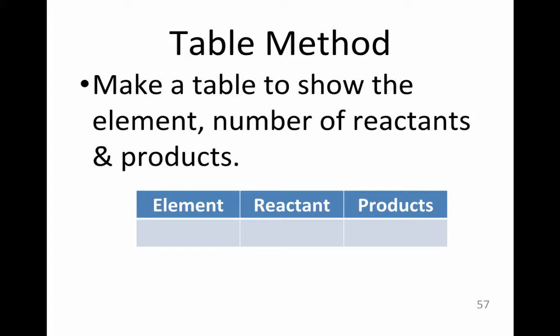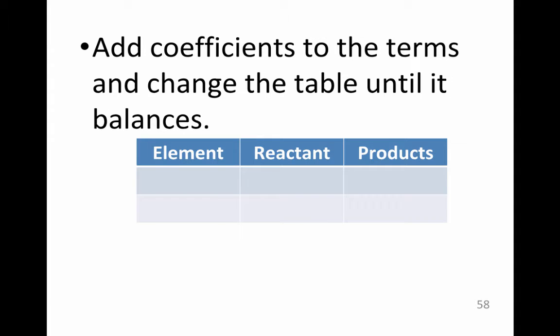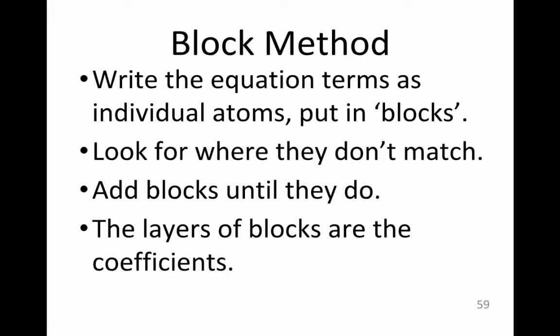First of all, I want to tell you there are two methods of balancing. One that is very common, called the table method, where you make a table to show the elements, the number of reactants, and the number of products in the equation itself. Then you add coefficients to the terms and you change the table until everything balances.